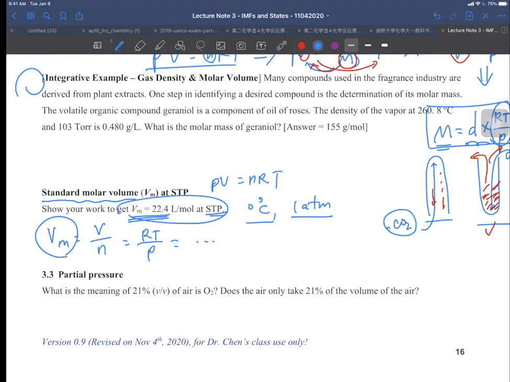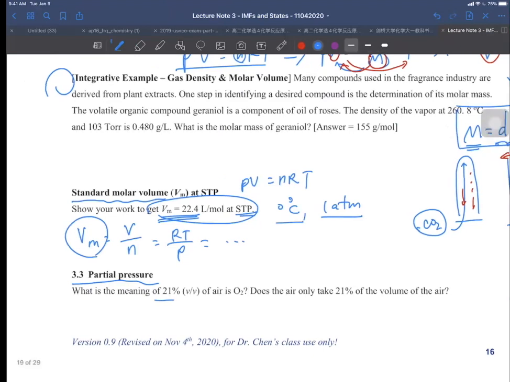Okay, great. So we'll continue. Partial pressure is basically, if you have a mixture of several gases, the total pressure is the sum of the partial pressure of each gas. This is the definition. So what is the meaning of 21% of O2?